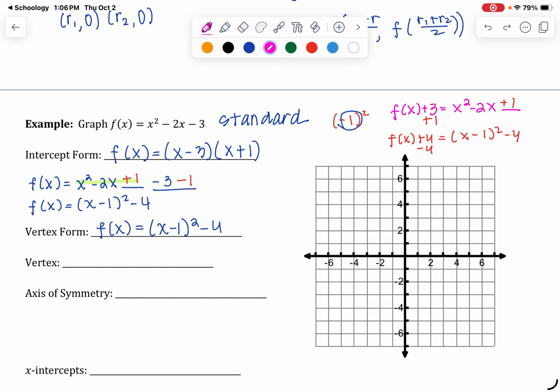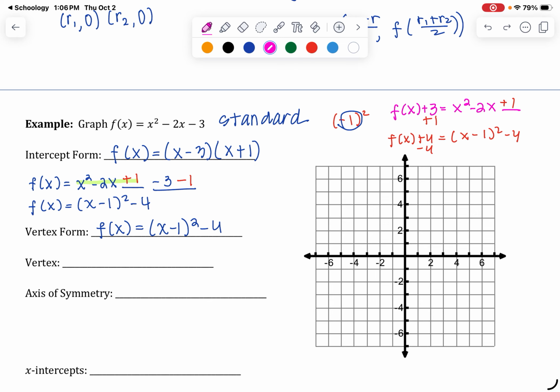My y-intercept, standard form is the easiest place to get that. So it's just the c value, y equals negative 3. So noticing, having all three forms makes life easier, right? But sometimes it's not possible to go from one form to the other, or it's way too complicated. So we just have to work with that one form, okay? All right, so let's graph this.